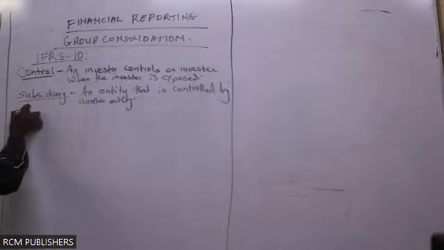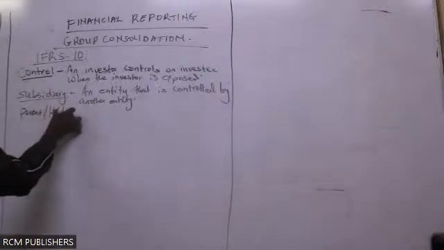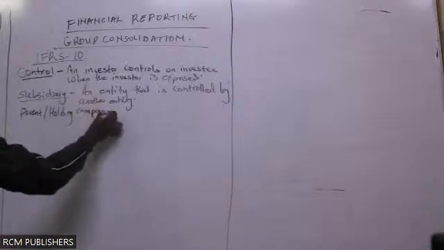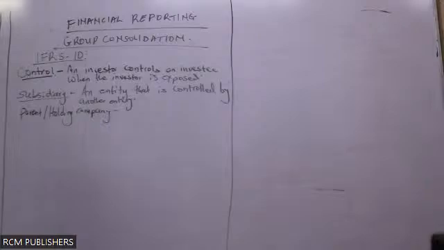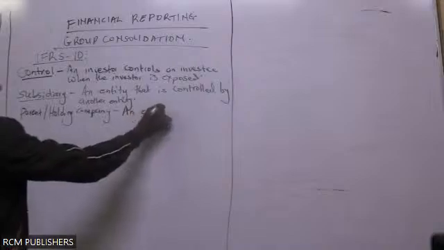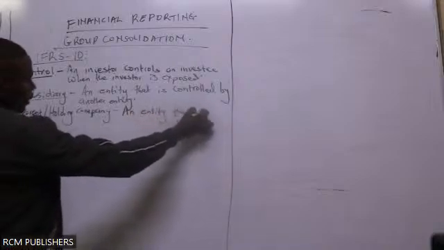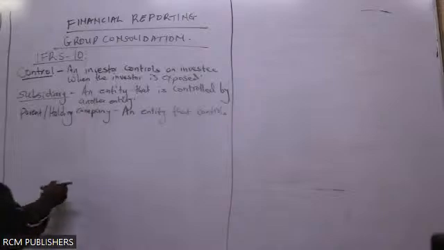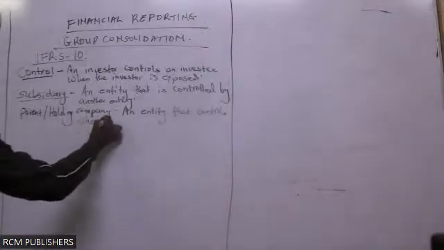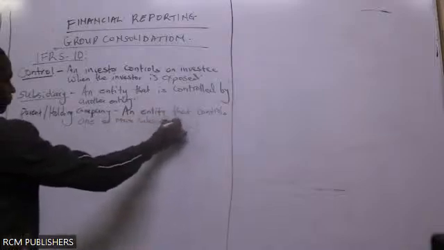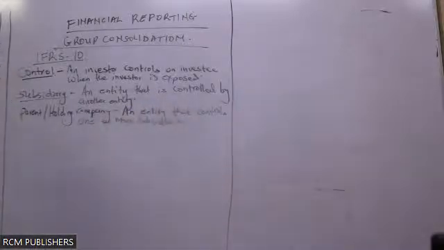Then we have the parent or holding company. You can call it maybe a company. A parent or holding company is an entity that controls one or more subsidiaries.